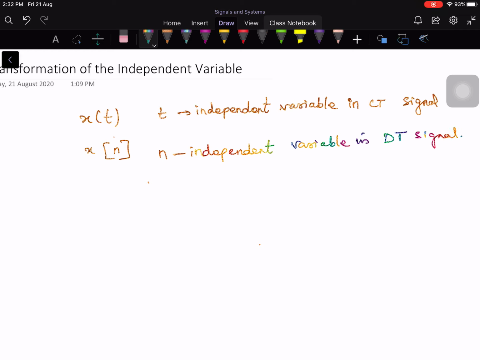Now let us look at how these independent variables are transformed. There are three types of transformation that we will discuss. Before I enter into this topic, let me take a couple of examples. A central concept in signal and system analysis is that of the transformation of a signal.